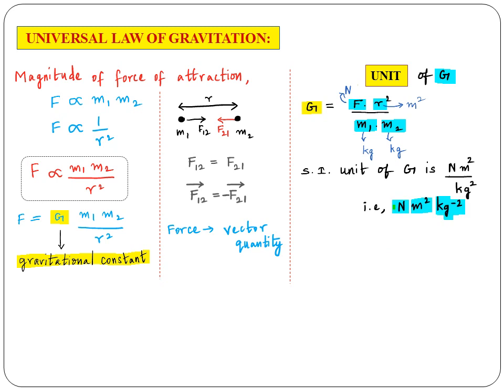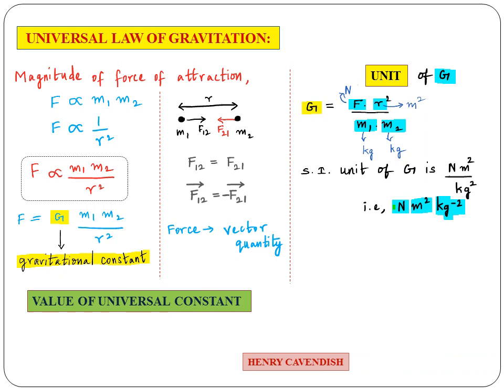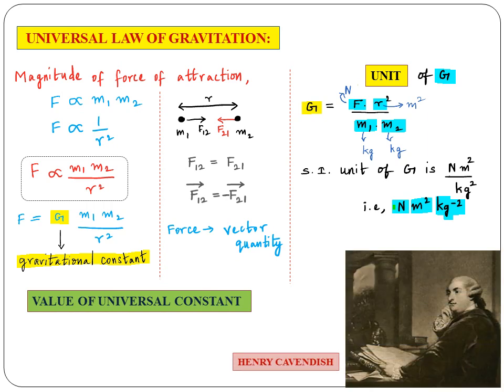The value of the universal constant G was found by Henry Cavendish. The value is 6.67 into 10 power minus 11 Newton meter square kg power minus 2, which is an extremely small value.